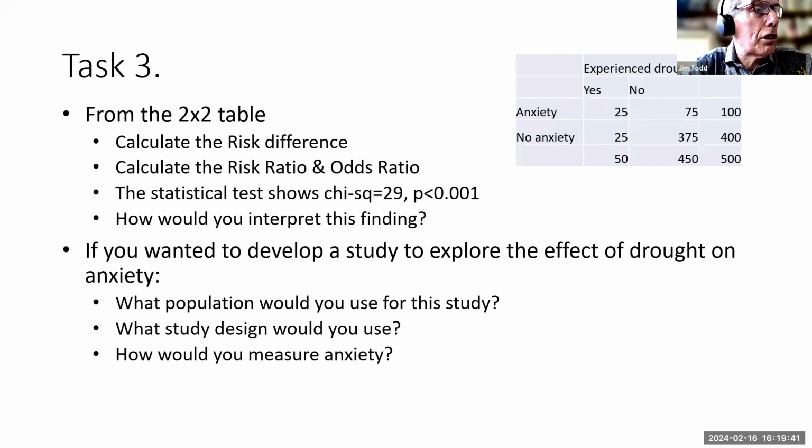For people who have experienced drought, they would have a 5 times higher odds ratio, or odds of anxiety, than people who didn't experience drought. Okay.